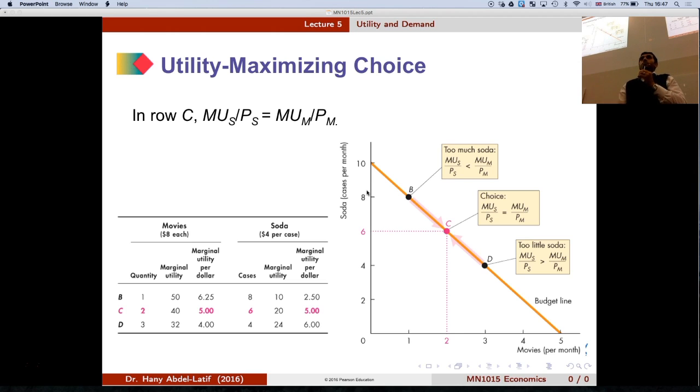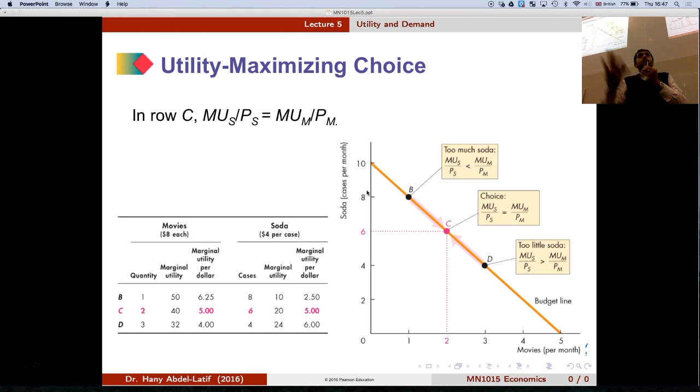Remember? So the more you consume from soda, the less the marginal utility you will have. This is the principle of diminishing marginal utility. So now we want to do it the other way. Rather than decreasing the marginal utility, we want to increase that marginal utility because it is smaller here. So we want it more.